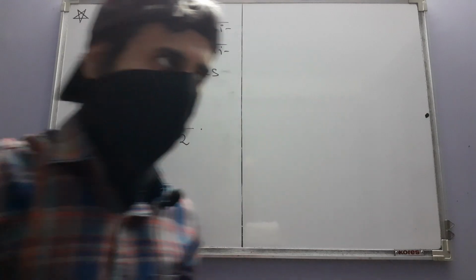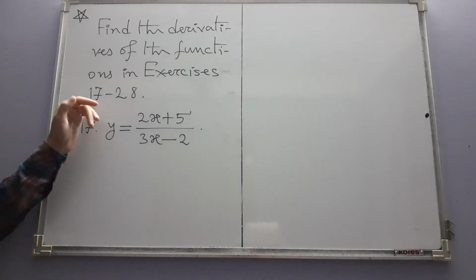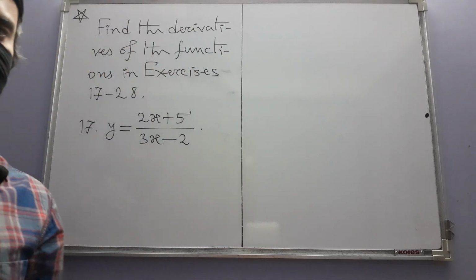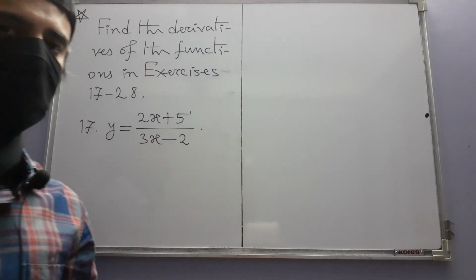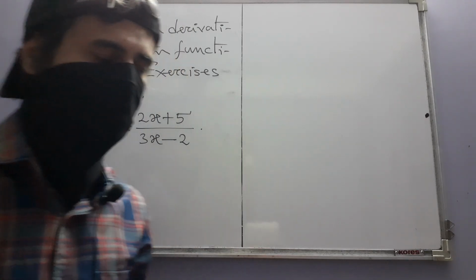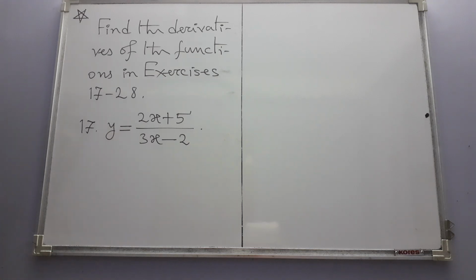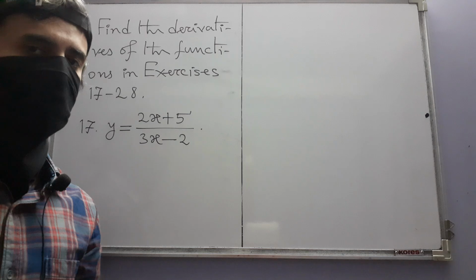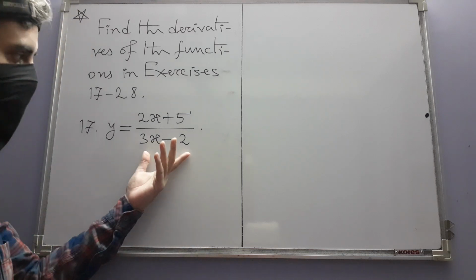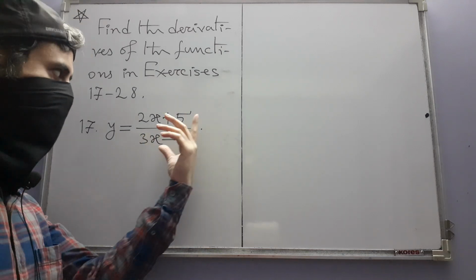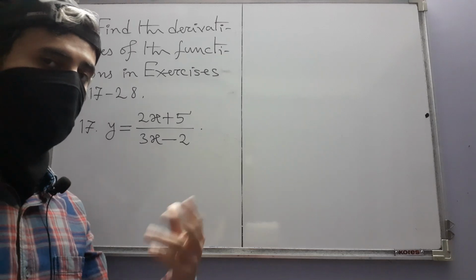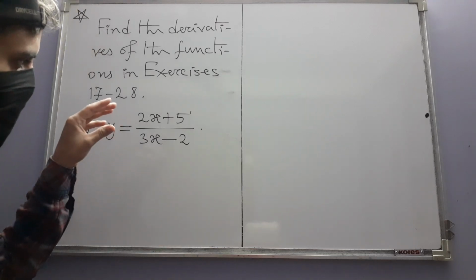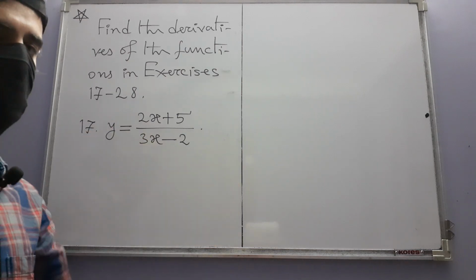Alright, so today we are going to discuss these exercises 17 through 28, and here we just have to simply differentiate the given function once. So let's see the 17th one. In this one we have to use the quotient rule. We cannot change this ratio to anything else that will be easier for us to differentiate. We just simply straight away have to use the quotient rule.